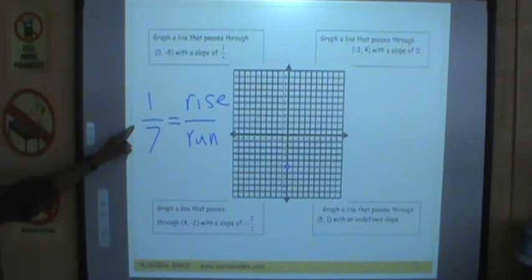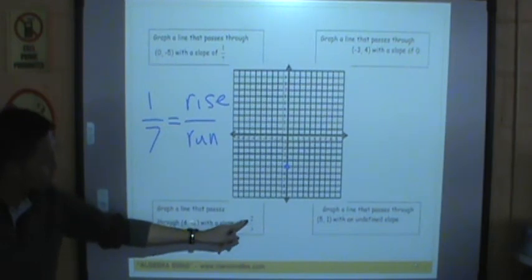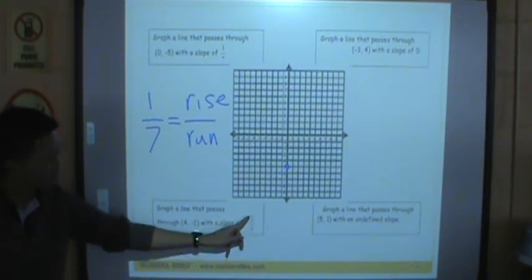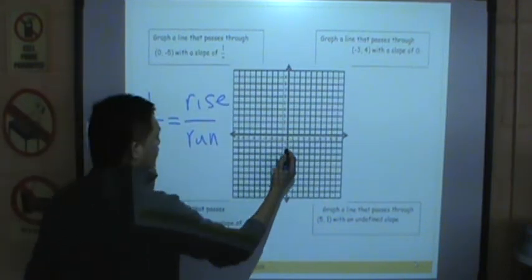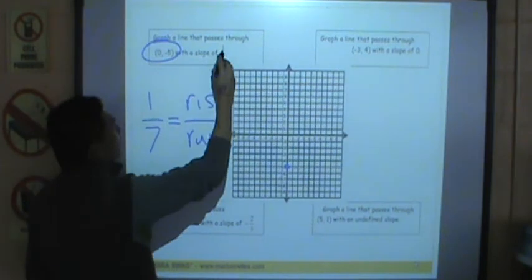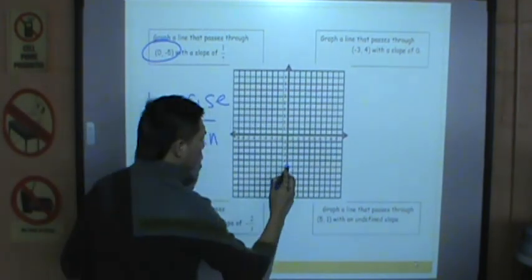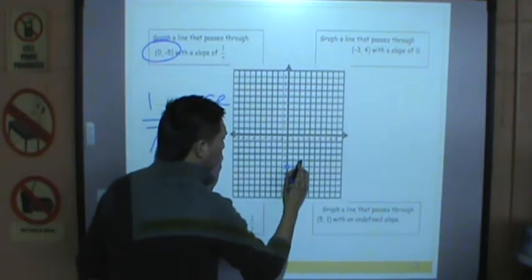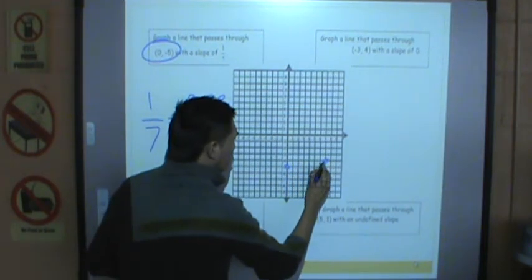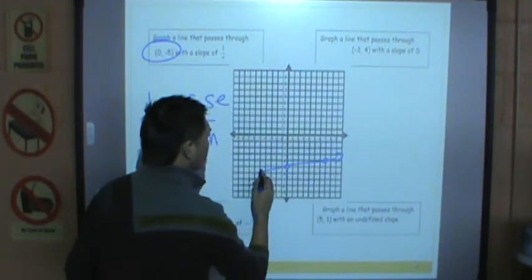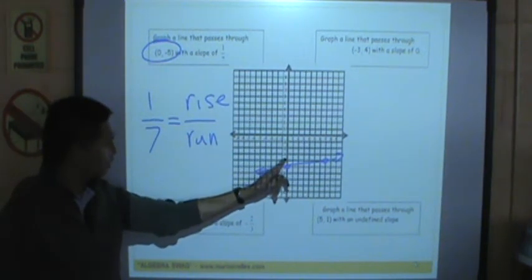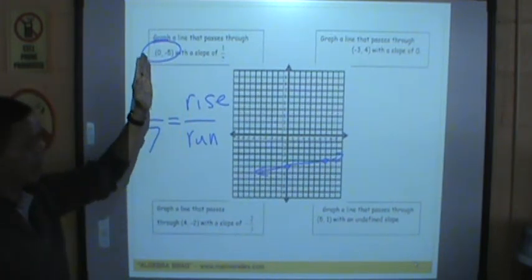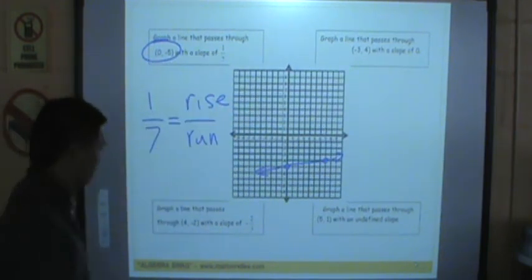Why do you have to go to the right? Because it's positive. Now, here we have a slope of negative 2 over 3. That means you go up twice, and then you go to the left 3 times. So right now, starting from 0, negative 5, you go up 1 time, you go to the right 7 times. 1, and then 1, 2, 3, 4, 5, 6, 7. This is going to be your graph. Done. Point, and then slope. Up 1 time, 7 to the right because it's positive.